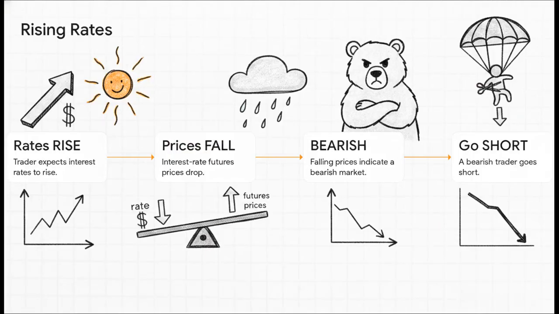Let's actually map out the exact sequence for Trey the trader when he's looking at the market. Step 1, Trey expects rates to rise. Step 2, relying on our trusty seesaw, he knows interest rate futures prices have to fall. Step 3, falling prices mean the market is acting bearish. Step 4, what does a bearish trader do? They go short. See how one piece of logic just flows perfectly into the next?